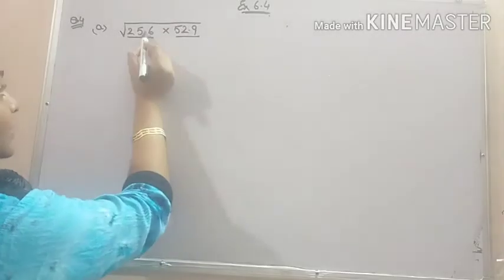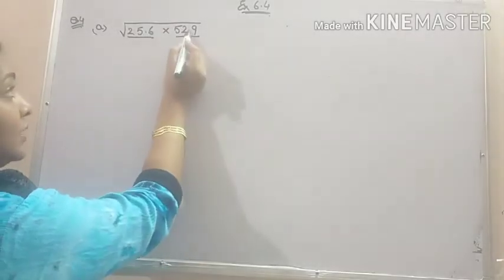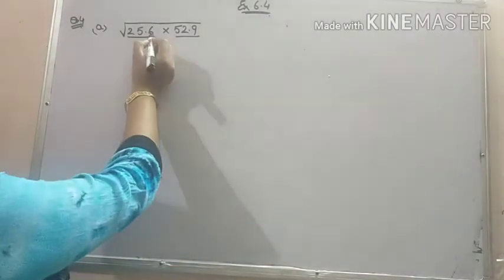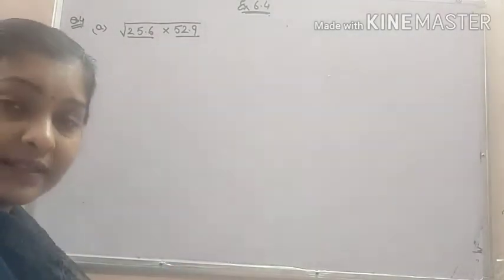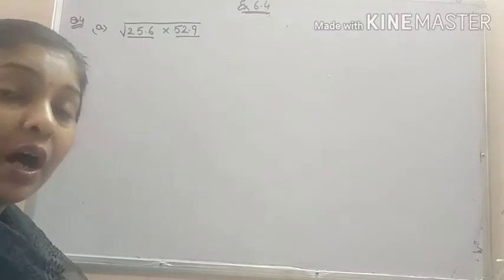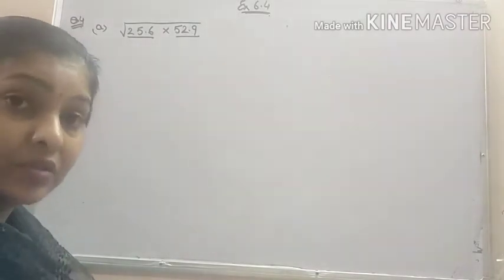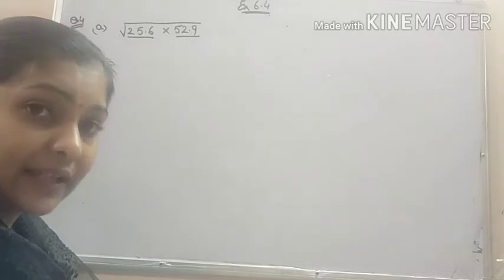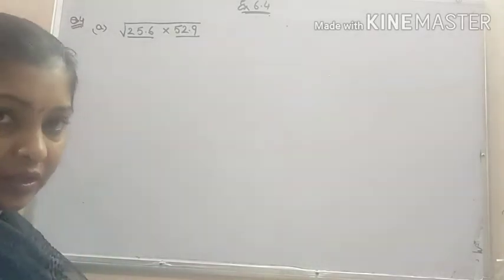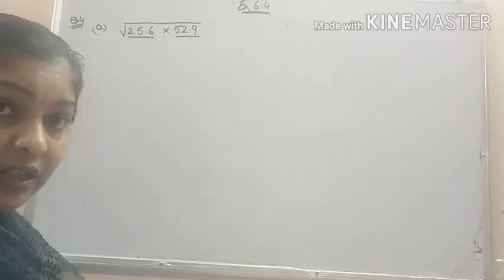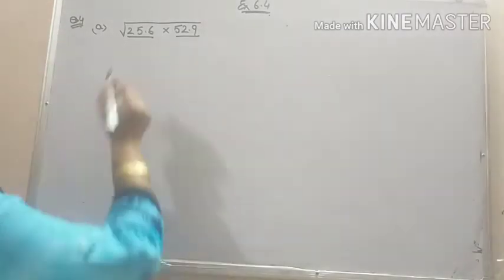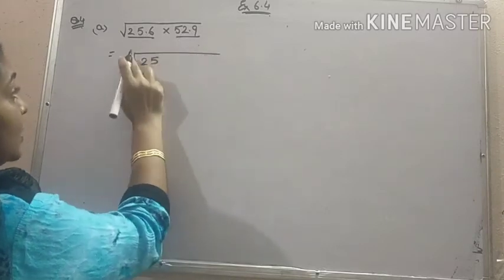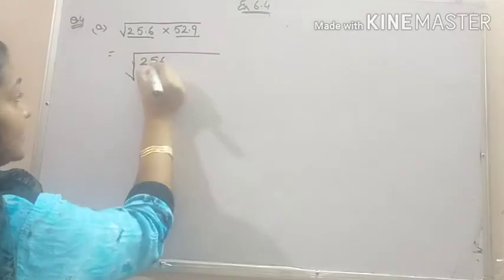But you will see that there is only one digit after the decimal. And if there is one digit after the decimal, it won't be a perfect square, because there should be an even number of digits after the decimal to have a perfect square. Now the question arises, what to do then? The next step is that you can remove the decimal sign.